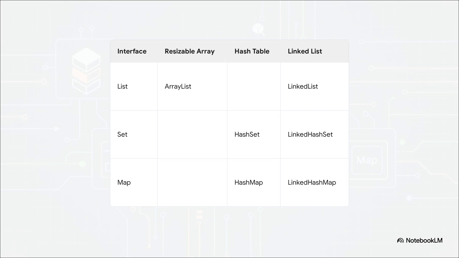See, the interface, like a list, is the what. It's the blueprint. It tells you what you can do. The implementation, like an array list, that's the how. It's how the work actually gets done under the hood. And trust me, this difference is absolutely critical for performance.